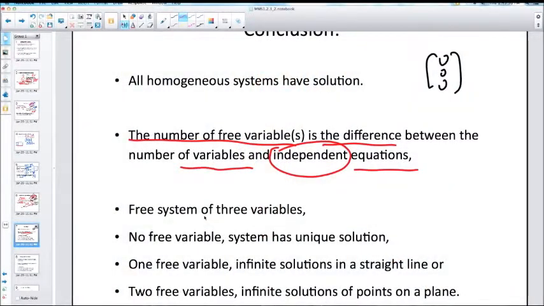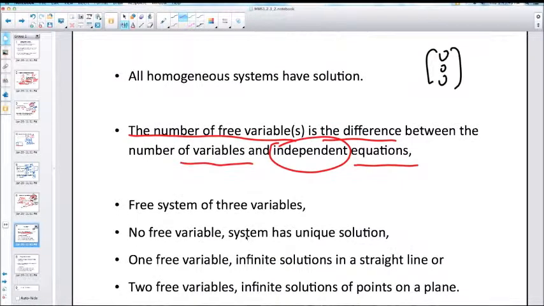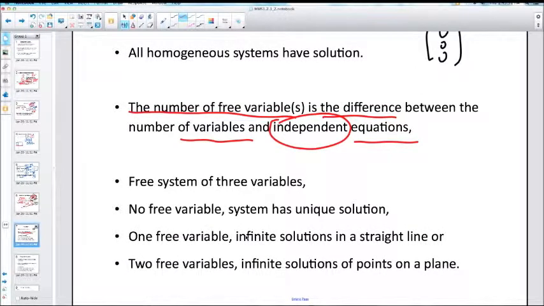So if you have a system with 3 variables, if the inverse exists, then you have a unique solution. You have no free variable. You get a unique solution. That's our first example. If you have one free variable, like the t in the second example, you really get a straight line, infinitely many solutions on the straight line. If you get 2 free variables, you get infinitely many solutions on a plane.